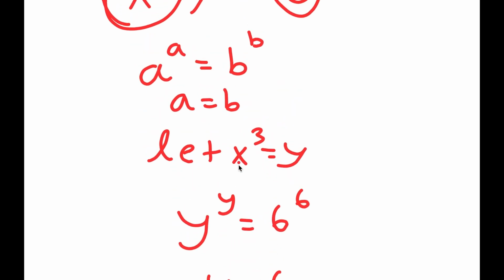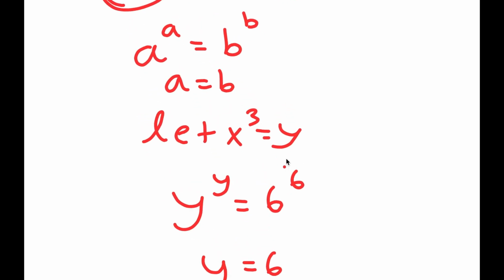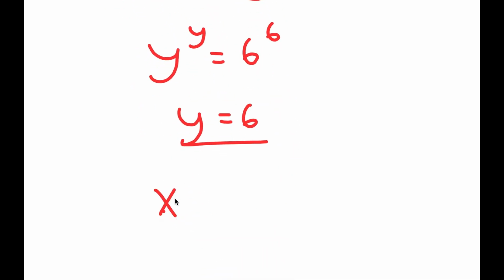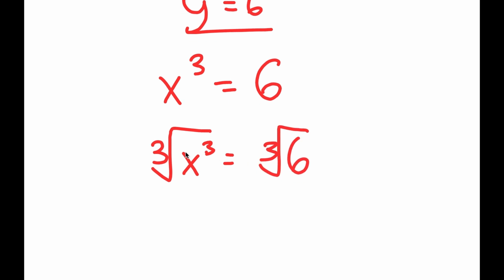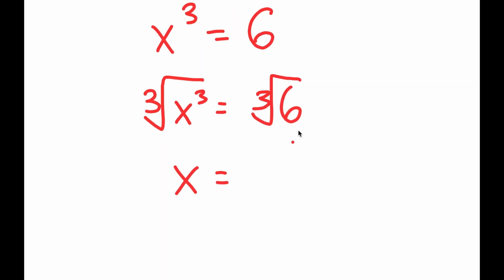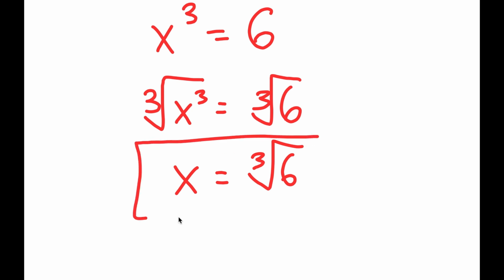And now we let x to the power of 3 equal to y, meaning x to the power of 3 is equal to 6. So now we have a simple equation here, and to solve this, I'm going to take the cube root on both sides. So the cube root of x to the power of 3 is x, and the cube root of 6 is just the cube root of 6. We can't simplify this more. So we get that x is equal to the cube root of 6, and this is our final answer to our equation.